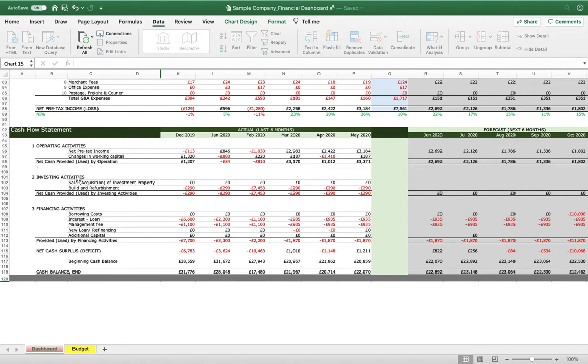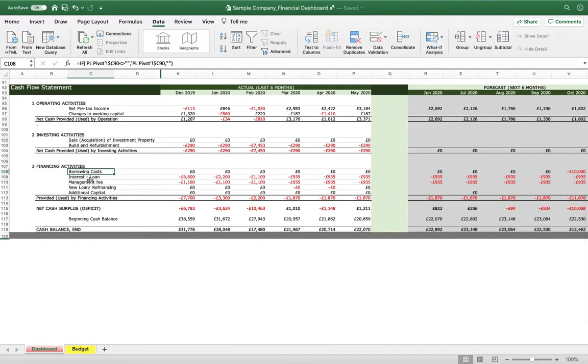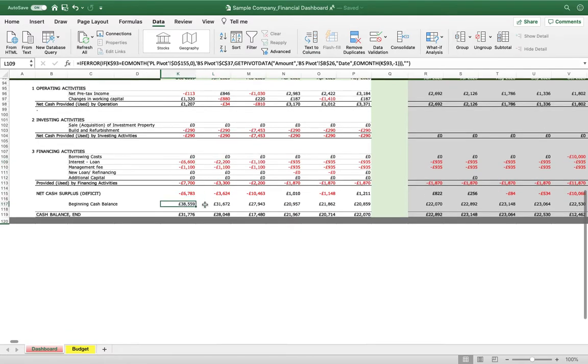So here we can see we've got investing activities. This is all about your build and refurbishment costs, your sales costs or acquisition costs. That's all in investing activities. Again, we've got here financing activities, your borrowing costs on purchase, which are your kind of arrangement fees on loans and things. And you might have other loans and various bits and bobs within this financing activities that, again, are not related to your rental operations. They're related to your bigger picture perspective on that investment portfolio.